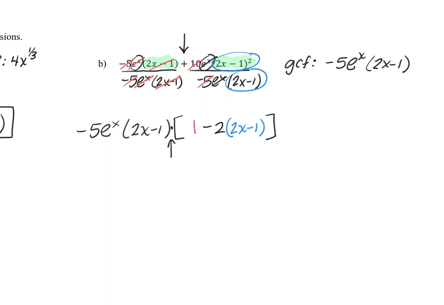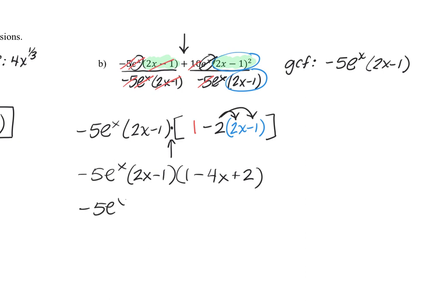So this is technically factored, although I would certainly prefer to simplify that very last quantity. So negative 5e to the x times the quantity 2x minus 1 times the quantity 1 minus 4x plus 2. So I just distributed the negative 2 here. And then we continue to combine like terms, and that last quantity looks to give us negative 4x plus 3.